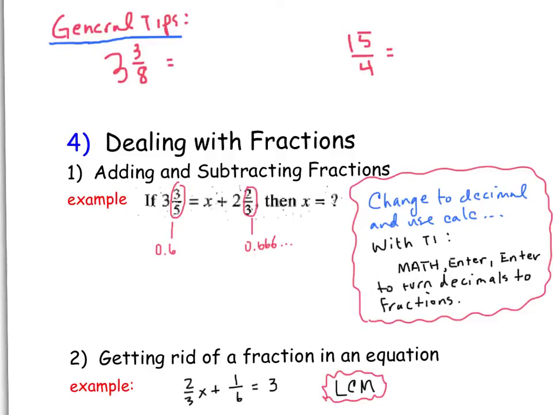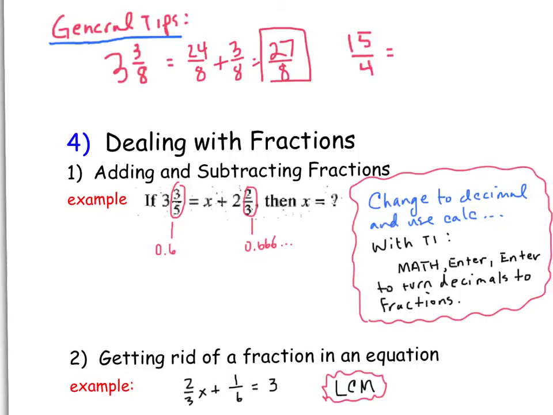So basically 3 is 24/8 plus 3/8. What you're doing when you multiply 3 and 8 is getting 24/8, and then you're adding it to 3/8. So altogether, the improper fraction version of 3 and 3/8 is 27/8. So that's just something to think about.